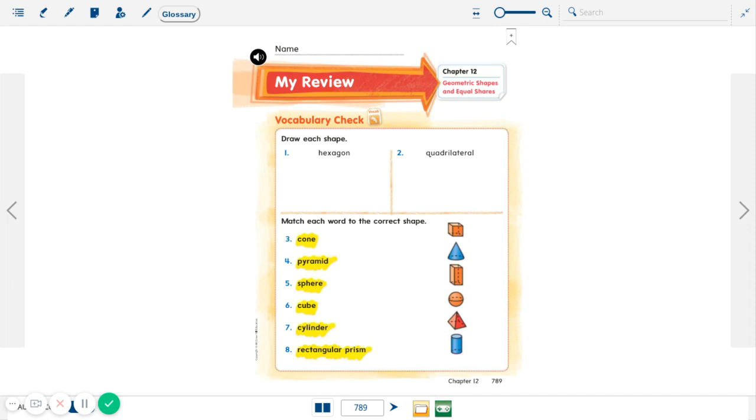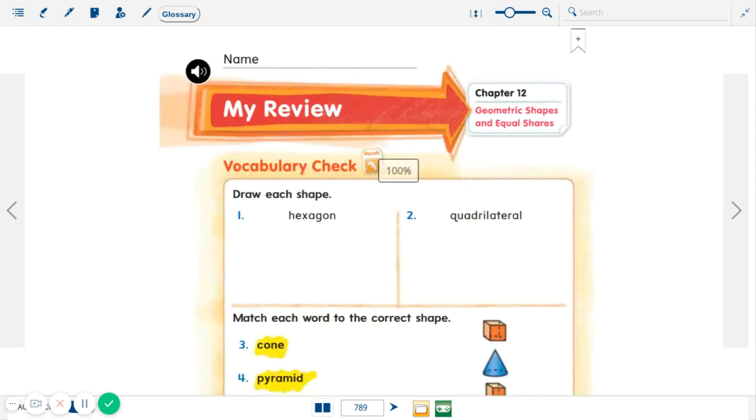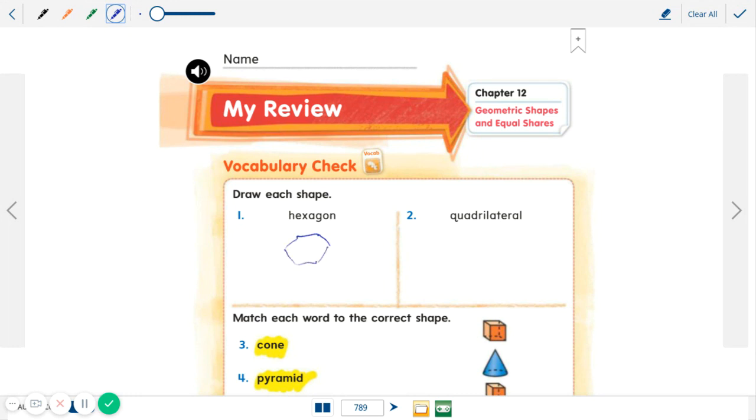Okay, so hopefully you've had a chance to do numbers 1 through 8 on page 789. So now we're going to go over those together. Our first problem is number 1, and we need to draw a hexagon. So you might remember that a hexagon is a two-dimensional shape that has 6 sides. So we have 1 side, 2 sides, 3 sides, 4, 5, and 6. And it doesn't have to be perfect, but you do have to notice that it has 6 different sides. One example of a hexagon that you might already know is a stop sign.